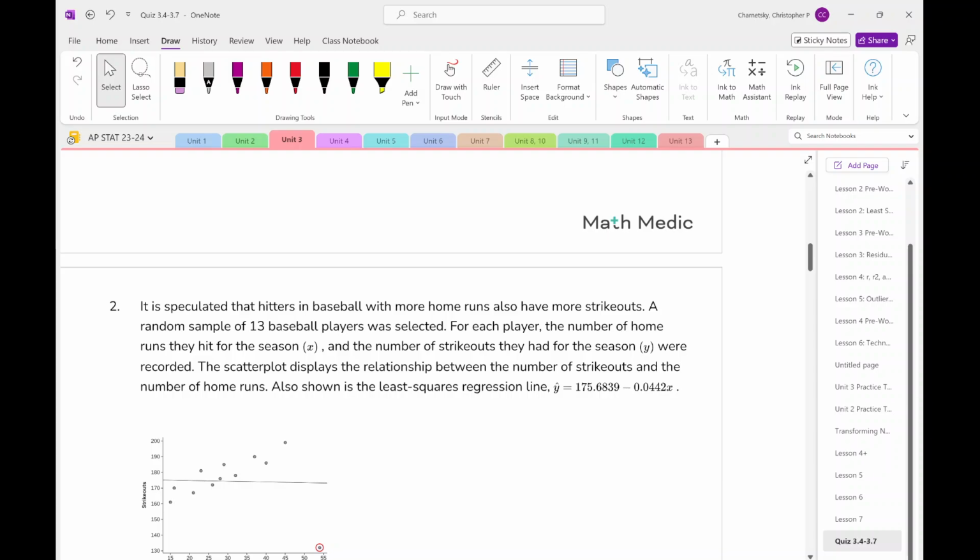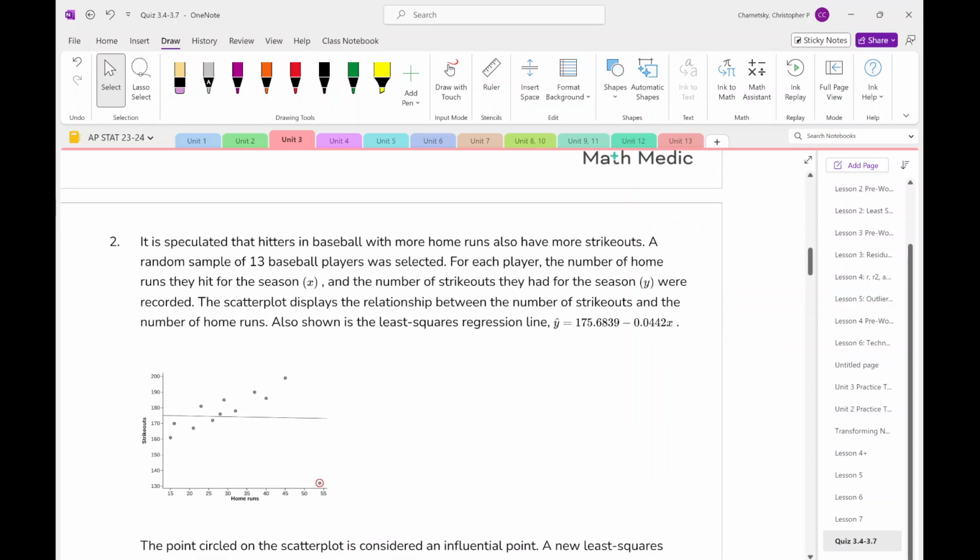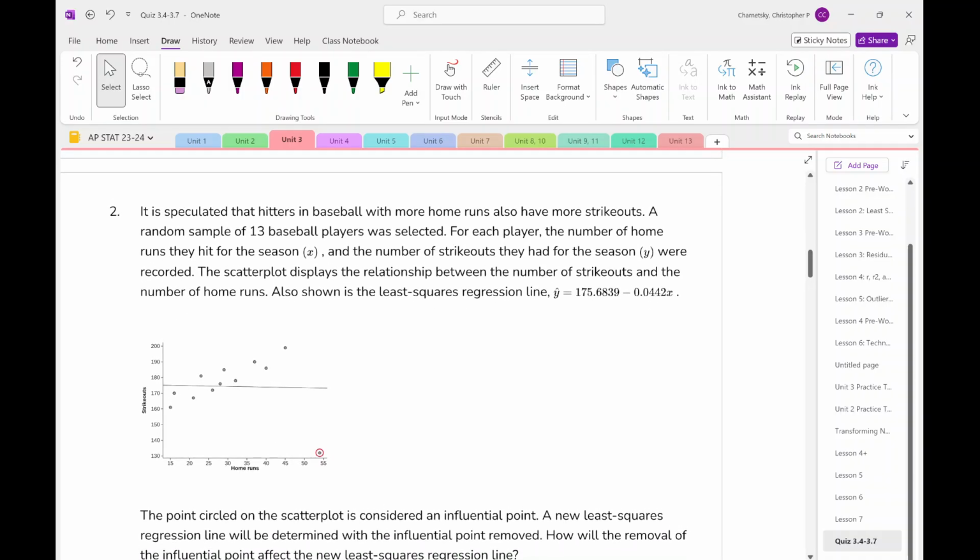Question number 2. It's speculated that hitters in baseball with more home runs also have more strikeouts. A random sample of 13 players was selected. For each player, the number of home runs they hit for the season, X, compared to the number of strikeouts, Y. And we have a linear regression line, and we have our scatter plot here.